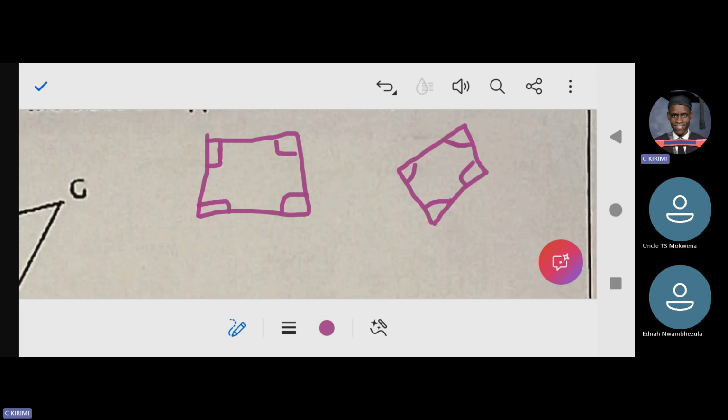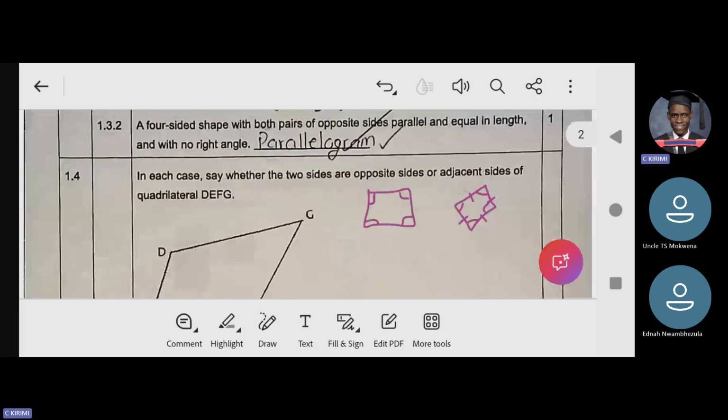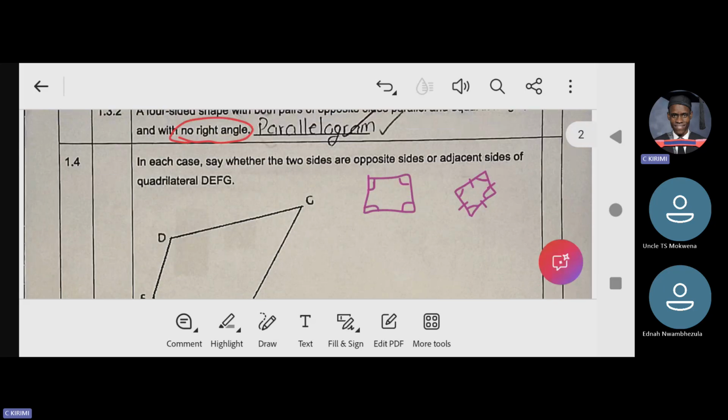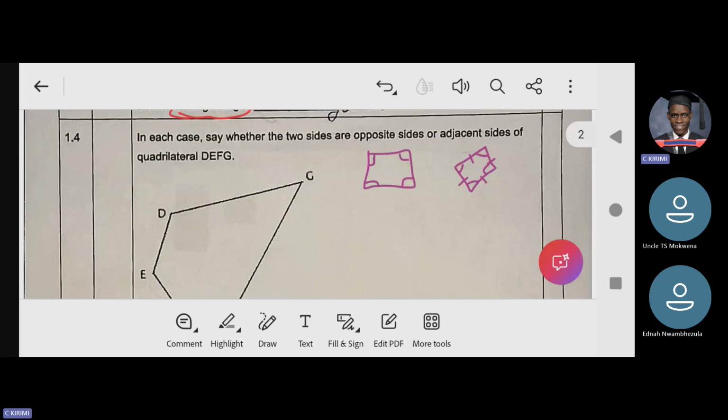For a rhombus, all sides are equal. They are still equal, but the difference is that it does not have a 90-degree angle. That is the same between a rectangle and a parallelogram. A rectangle has opposite sides which are parallel and equal, and it has a 90-degree angle. But for a parallelogram, we do not have a 90-degree angle. Those are the properties. I'm happy that we are understanding this. Let's go to 1.4.